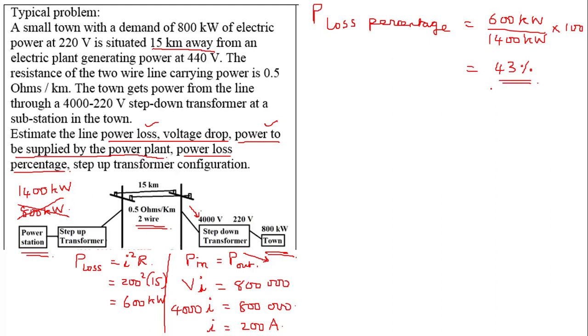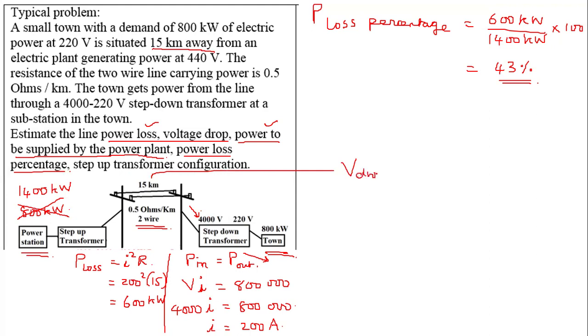Okay, so definitely this is not acceptable, but still, as a numerical problem, we should understand it. I'll tell you why this problem is given. And then voltage drop. So 4000 volt is coming here, so we drop along this region.